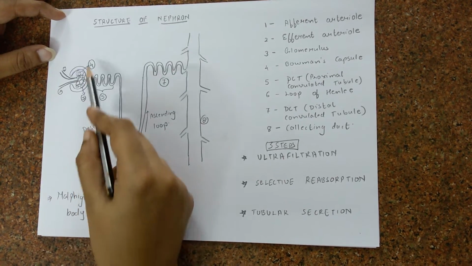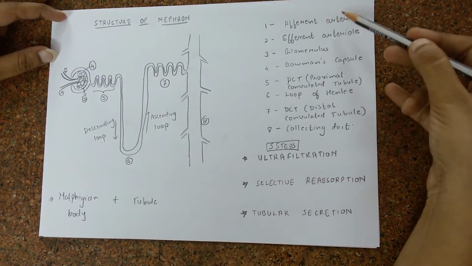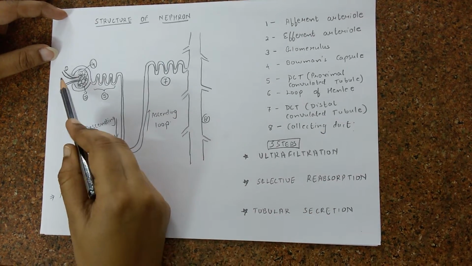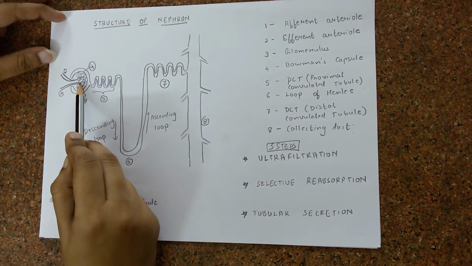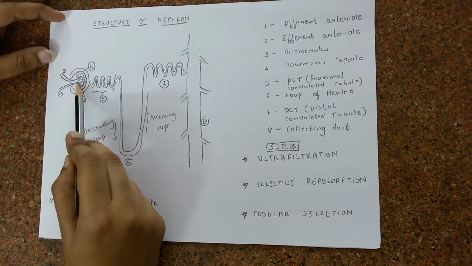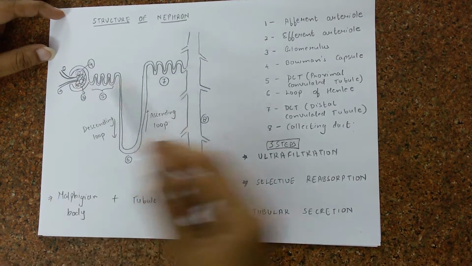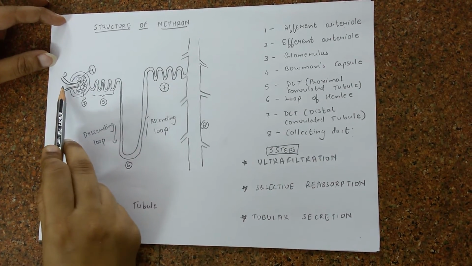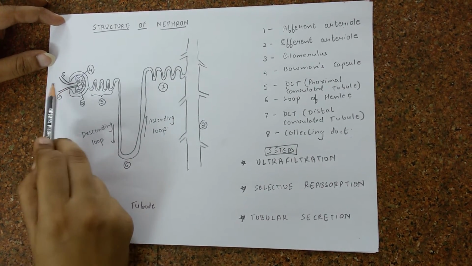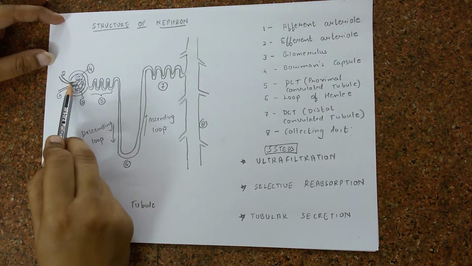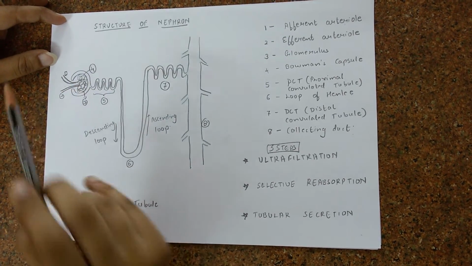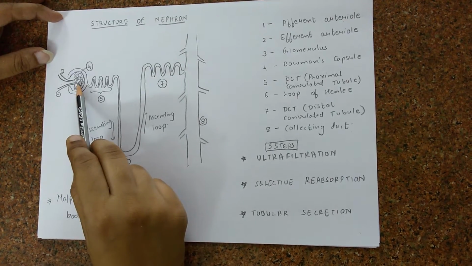I have labeled these parts as 1 to 8 and I have written the names of the parts 1 to 8 on this side. So first of all, the blood will come into the glomerulus, which is a network of capillaries, with the help of an arteriole called the afferent arteriole. If you look at the structure of the arteriole, it is thicker towards the start, and while it is entering into the glomerulus, it becomes thin. This basically helps in increasing the surface area.